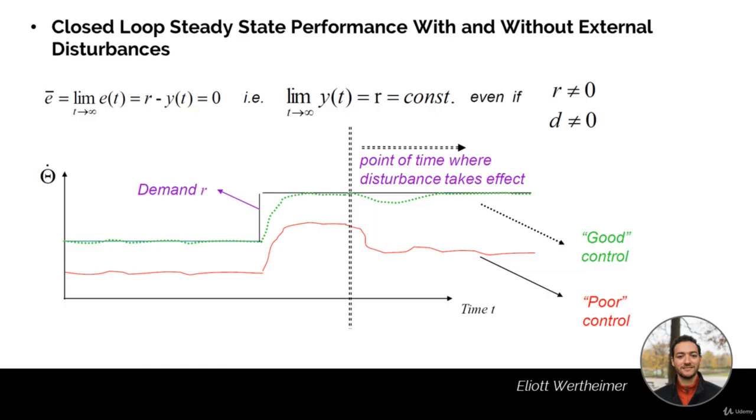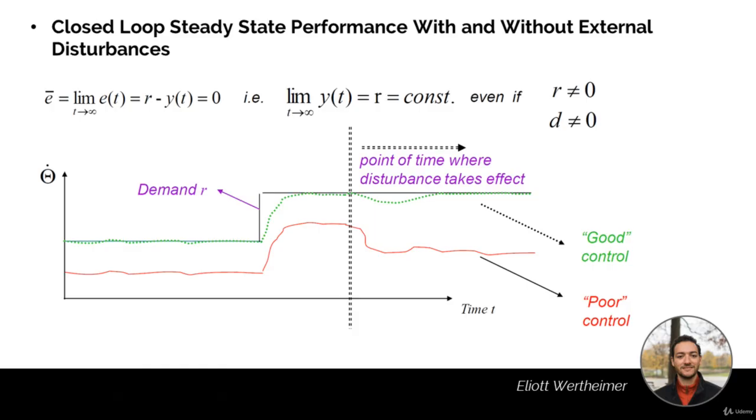The graph below actually shows good closed loop control and poor closed loop control. So here, like before, we have a plot of the angular velocity of a motor turning. We can see that at some point we want the motor to ramp up its velocity. That's where the demand R changes. Good control and poor control both react, however poor control stays away from the reference that we desire, while good control catches up to that reference quite quickly after the step input.